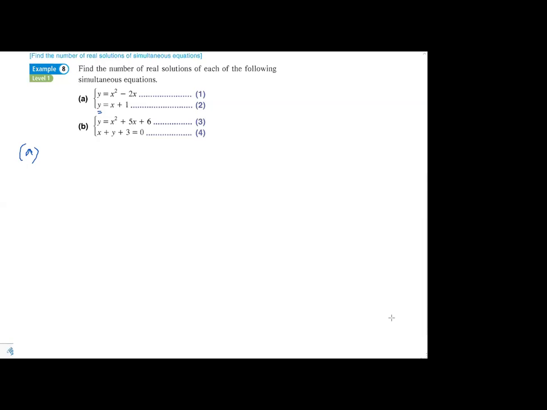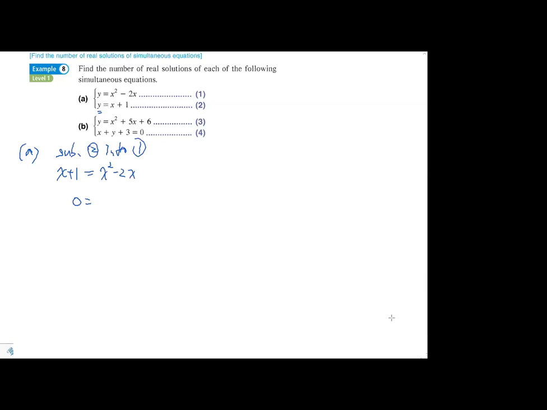We just substitute equation 2 into equation 1. Okay, so equation 1 is y equals, but we do not write y anymore. We write x plus 1 equals x squared minus 2x. Okay, and then we will move all the terms to one side. And normally we will keep the x squared term on the positive side. Okay, so that is moving all the terms to the right.